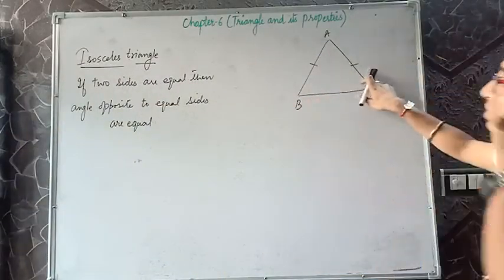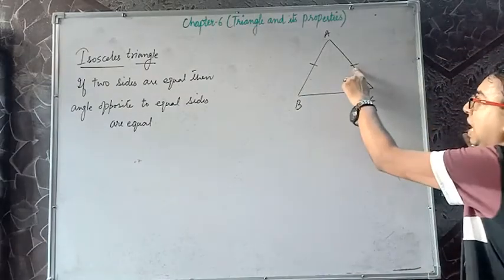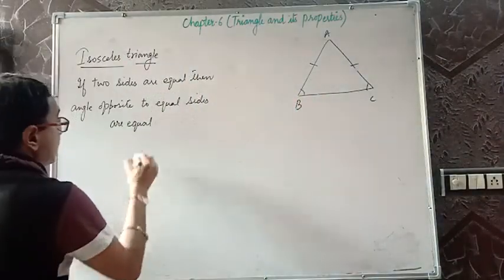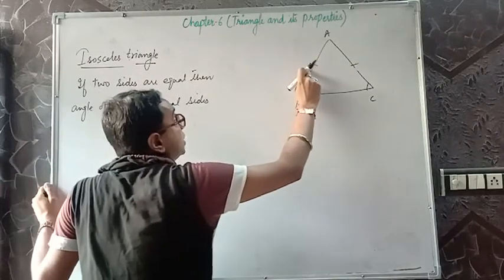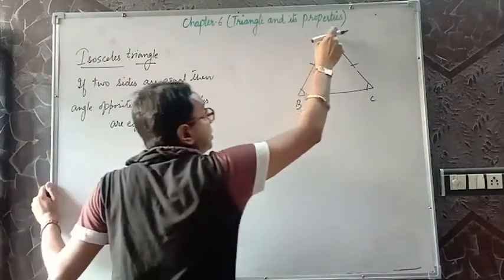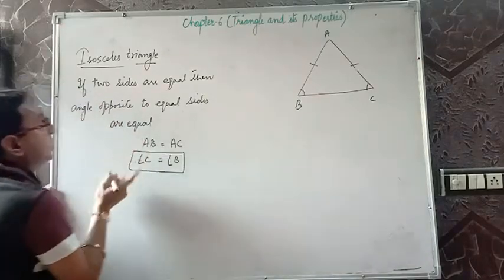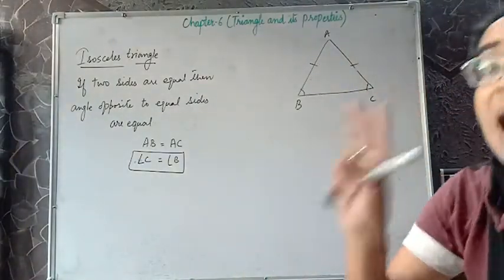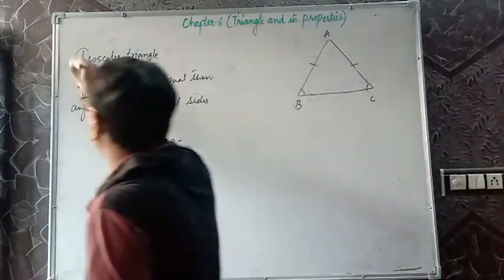These 2 sides are equal. What is the angle opposite to this side? This. What is the angle opposite to this side? Angle this. So these two angles are equal to each other. Why? Because AB is equal to AC. Therefore, angle opposite to side AB is angle C, and angle opposite to AC is angle B. Therefore, angle C is equal to angle B. This is the property of an isosceles triangle: if two sides are equal, the angles opposite to equal sides are also equal. Very, very important property.